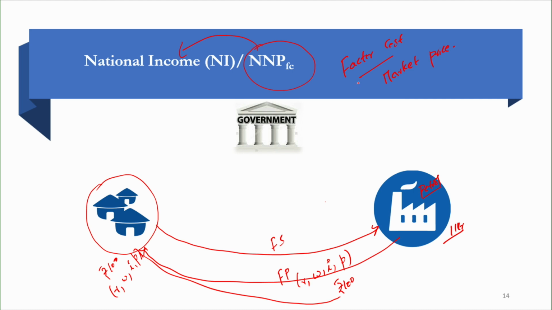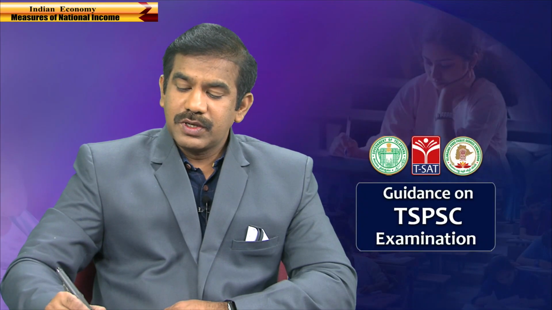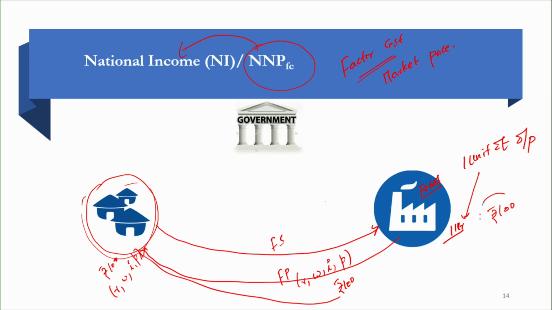Now let's define what a factor cost is. Factor cost refers to the money spent upon the factors of production in producing 1 unit of output. What is 1 unit of output? 1 liter of petrol. In the process of producing 1 liter of petrol, the total money you spent upon all the factors of production, including land, labor, capital and also the entrepreneur, is rupees 100. This money spent upon factors of production in producing 1 unit of output is what we call factor cost. This is the factor cost of petrol.